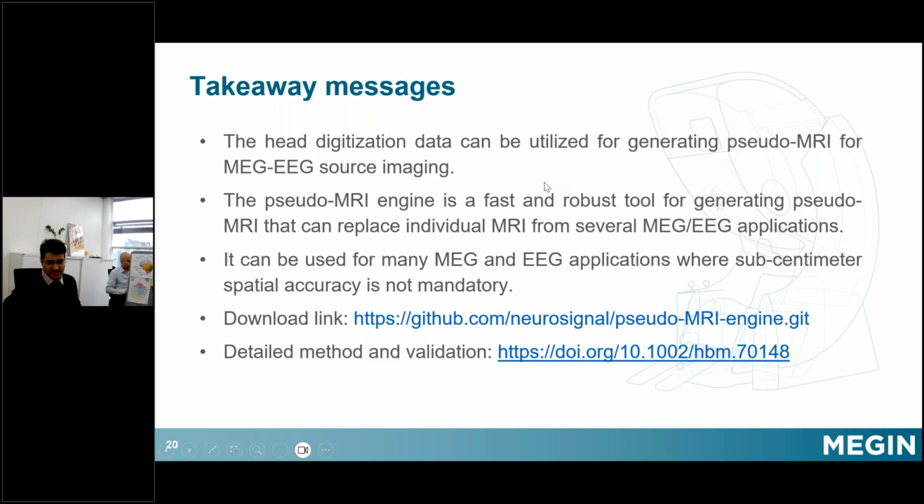There are some takeaway messages before we take your questions. So head digitization can be utilized not only for co-registration, but can also be utilized for pseudo-MRI generation for MEG source imaging. Then the pseudo-MRI engine is fast, and as I told you, it has benefits. Further, it can also be used for EEG applications, MEG applications, and depending on your requirement, there is a download link for the pseudo-MRI repository.